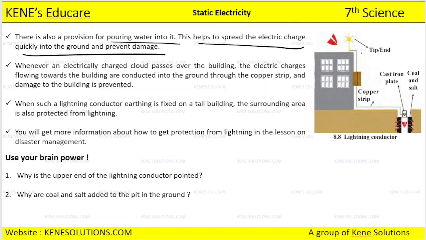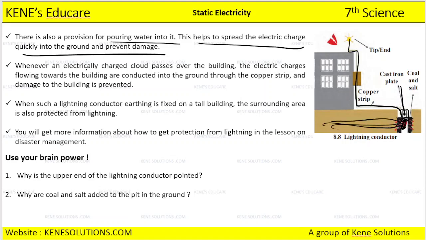You can see this is a tip and how this copper strip is connected and given to this pit where the salt and the coal rock is present, and this is a cast iron plate that is connected to this. आप इसमें water भी डाल सकते हैं so that the charge will spread throughout the soil.